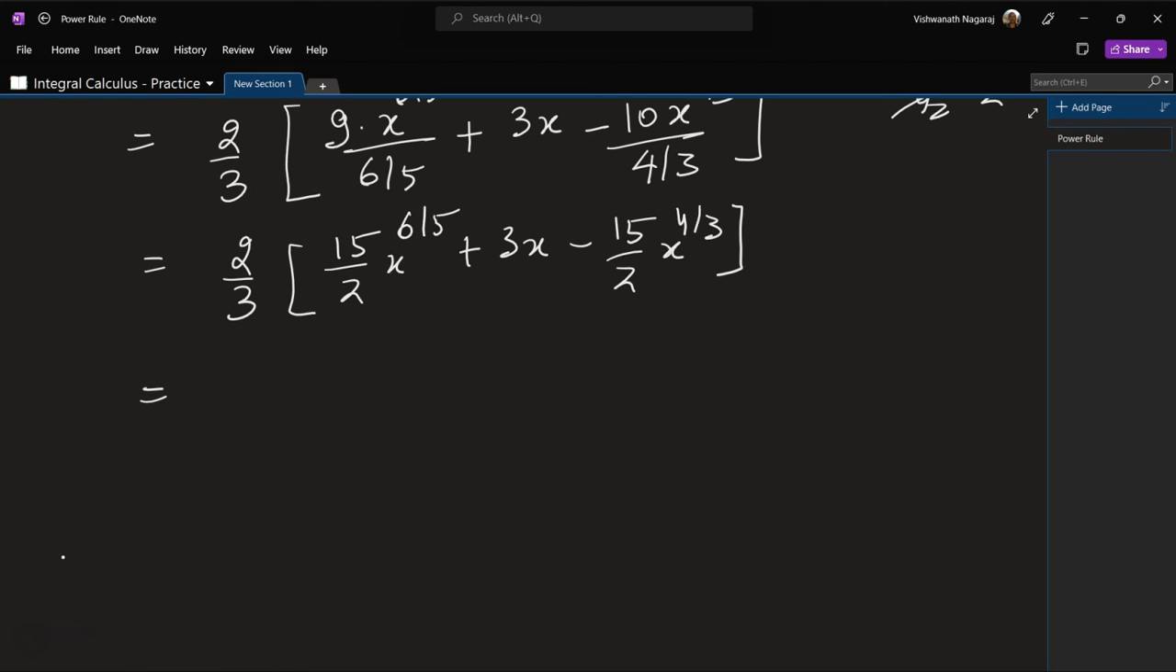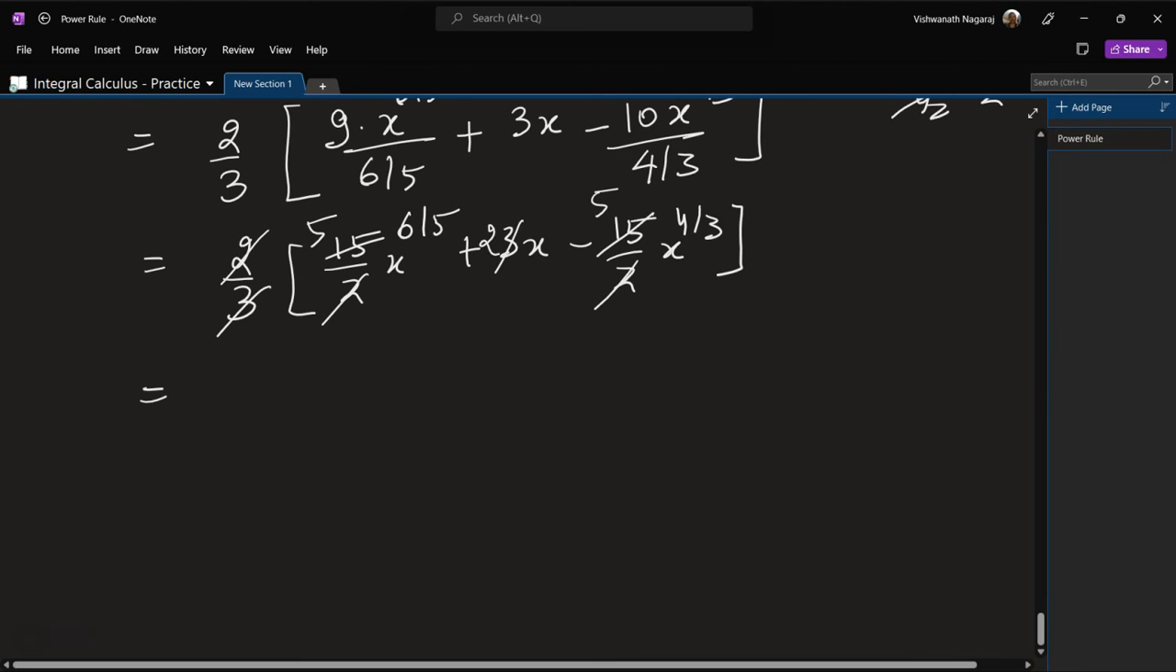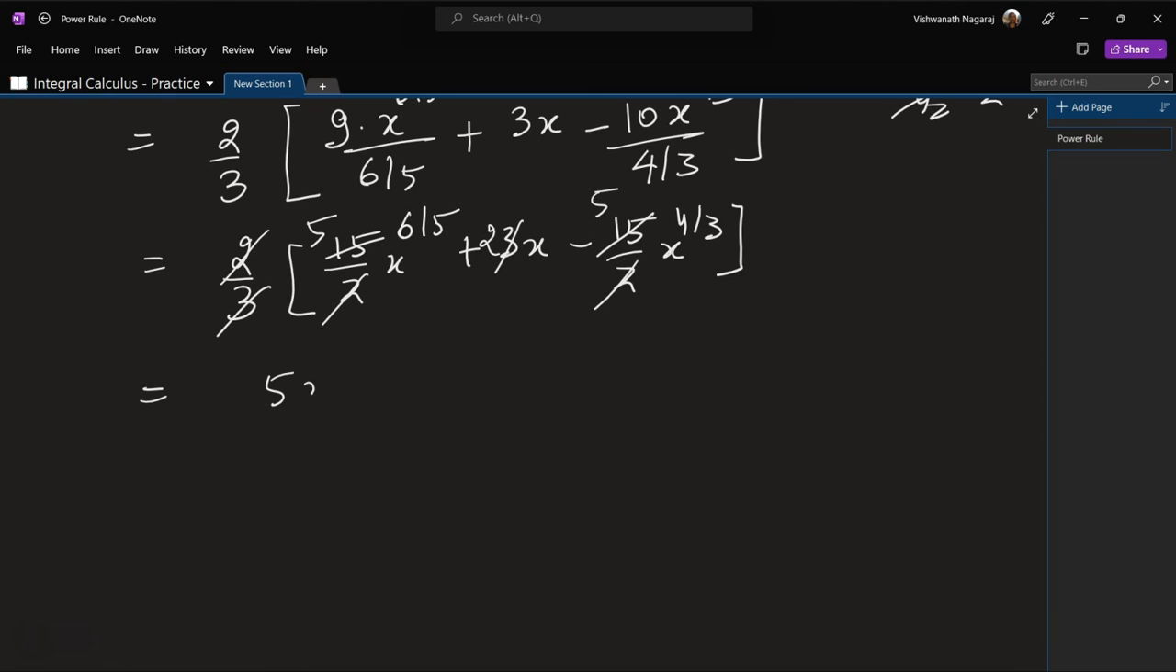Okay. Now if we take it in, this 3 will lead to these cancellations. And here 2, when we multiply it in, this will cancel, and here you will end up with a 2. So the answer would be 5x to the power of 6 by 5 plus 2x minus 5x to the power of 4 by 3, and without fail, constant of integration.